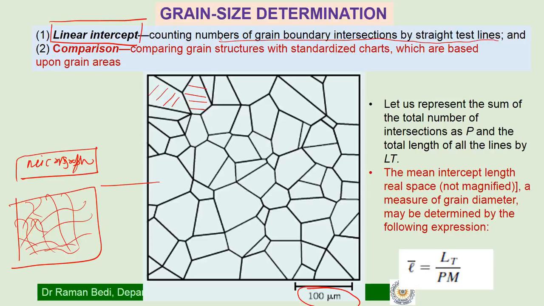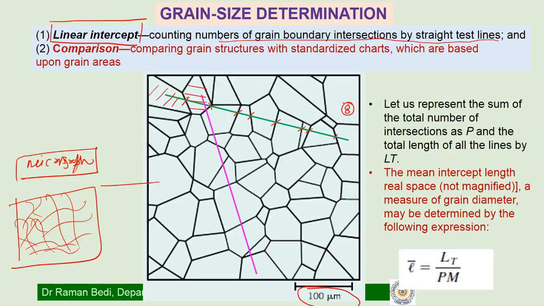You take the micrograph. On this micrograph, you now draw a set of straight lines. So I draw one line here, let us say the green one, randomly oriented straight lines. And now we count the number of grain boundary intersections by the set of straight lines. Let's say this straight line, how many grains is it intersecting, how many intersections is it having? If you mark the intersections, 1, 2, 3, 4, 5, 6, 7, 8. So it has got 8 intersections, the first line.